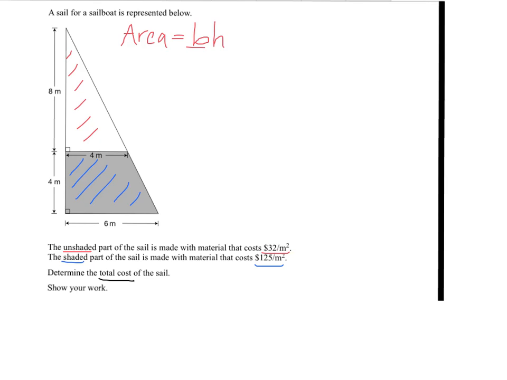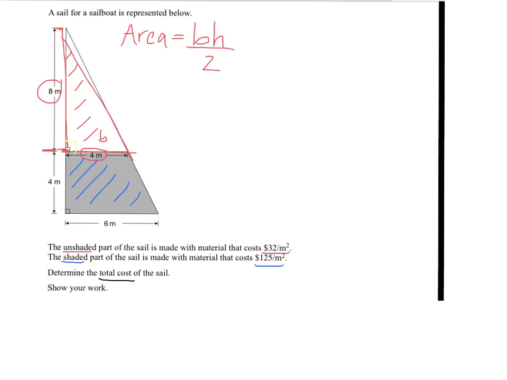Good, base times height divided by 2, and you want to check to make sure I have the base. What is it? 4 meters. Good, we know that this is the base of this triangle, and what would be the height? 8 meters. Good, because they tell us that the distance from here to here is 8 meters. And again, how do we know that that's the height? Because it's perpendicular to the base and it forms a 90-degree angle. Good.